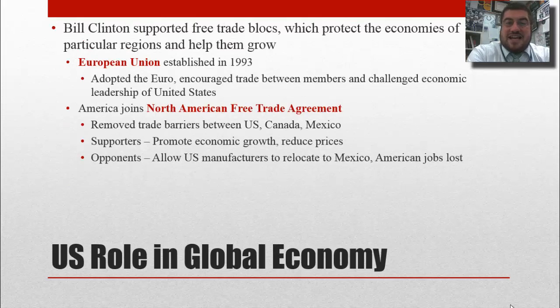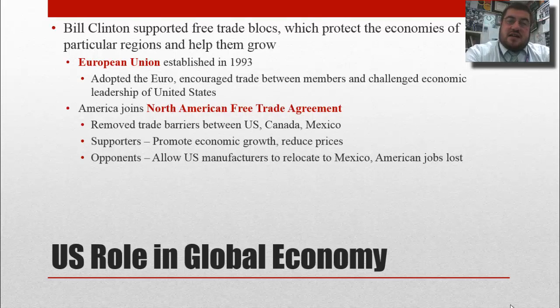So Bill Clinton, in his economic policy and foreign policy, supports free trade blocs, which are groups of countries that agree to not impede trade with tariffs or taxes or restrictions. Free trade means just that, free trade. It protects the economies of those particular regions and helps them grow.